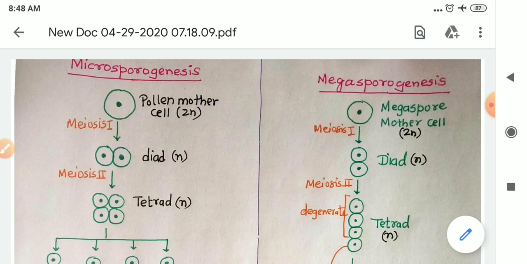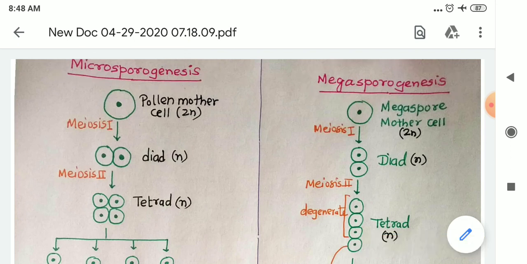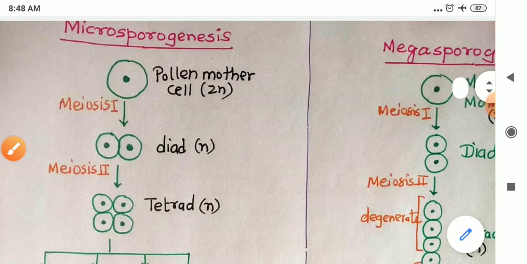So, for your understanding, I have made two separate points of microsporogenesis as well as megasporogenesis. First of all, we will observe microsporogenesis and then we will shift to megasporogenesis.